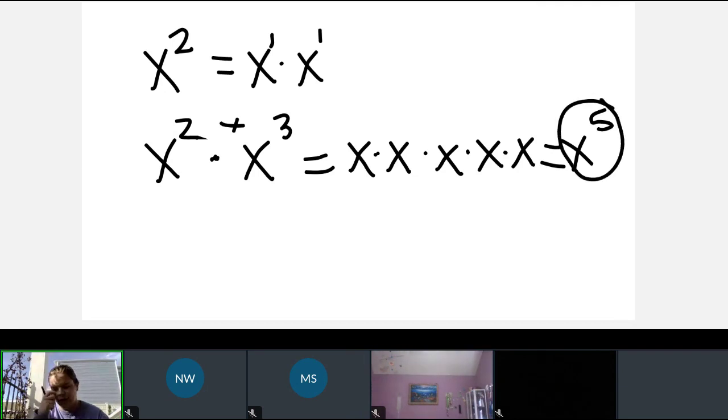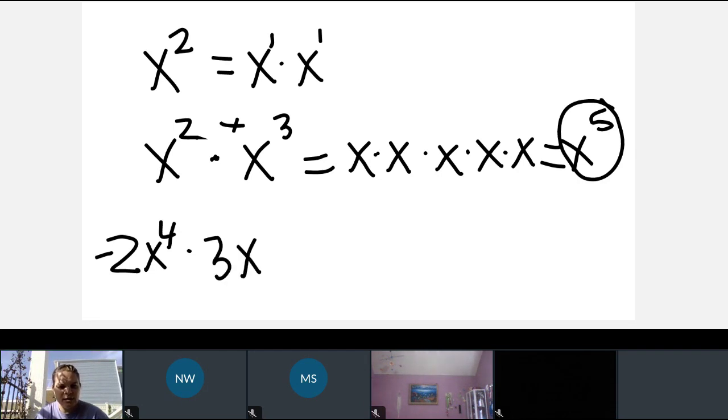Okay, so hopefully that helps you solidify why, even though we're multiplying, we're going to add the exponents. But what if we have some coefficients in front? Let's say we have negative 2x to the fourth times 3x to the third. Again, our exponent rule stays the same. We're going to add 4 plus 3, so it's x to the seventh.